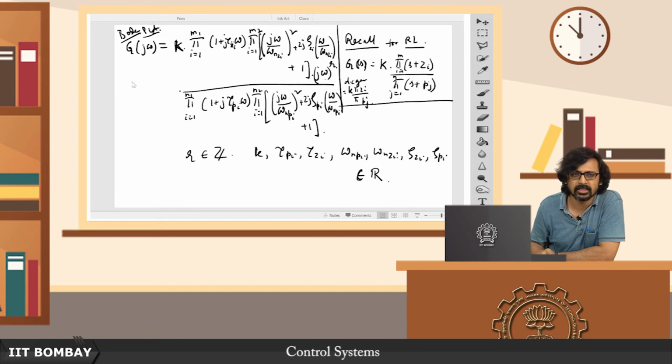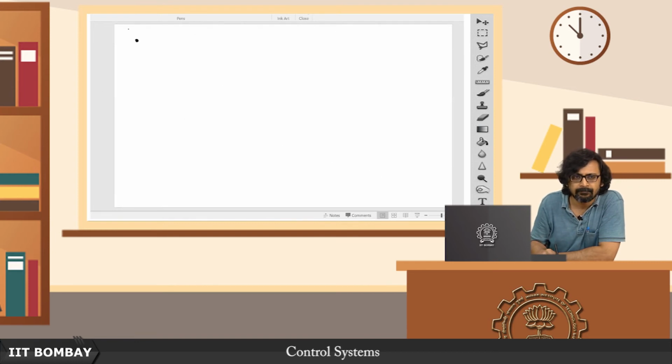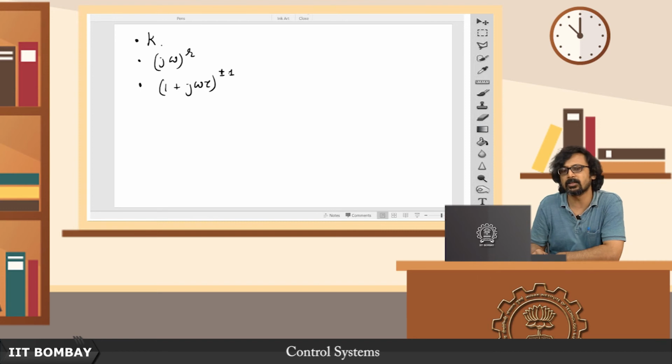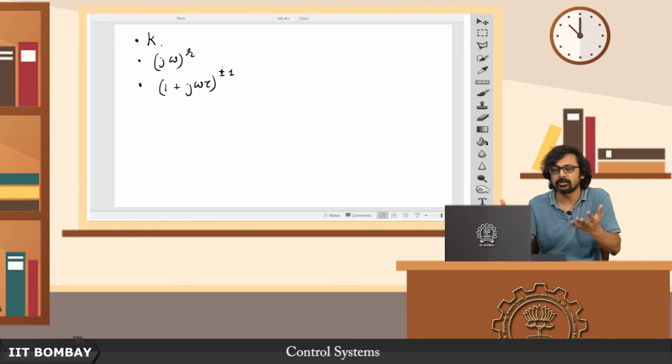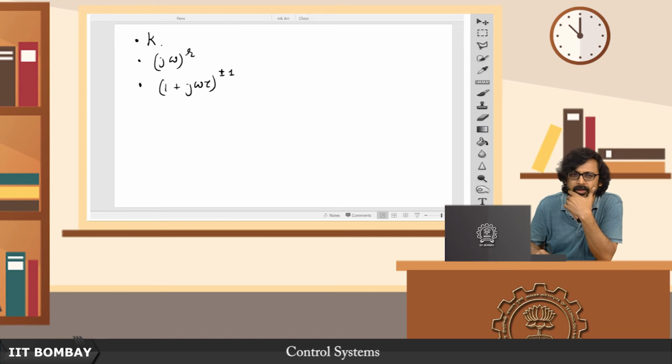So what are the different kinds of blocks that we have? One block is of course this k here. The second block is of course this j omega to the power r here. The third kind of block is 1 plus j omega tau. I'm dropping the zi and pi and all of that, and this is of course again to the power plus minus 1. If we know how it behaves for plus minus 1, we can just keep adding more and more such blocks to get plus minus r. In fact, the same thing holds for this j omega to the r as well. So we will just see for r equal to plus minus 1.